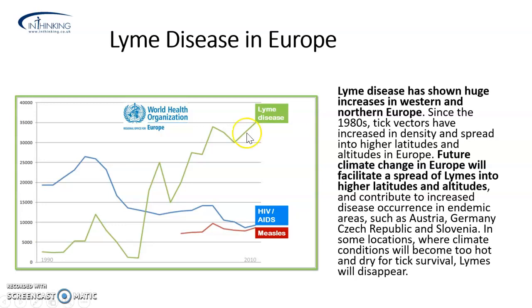So we're really seeing rapid rises in a lot of different countries. It talks here of Austria, Germany, Czech Republic, Slovenia. But living in Belgium, we're also seeing rapid, localized incidents of Lyme disease, particularly in some of the forested areas.